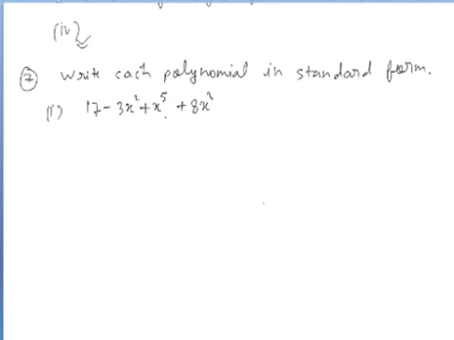So the standard form is to arrange from highest to lowest power. The highest power is here. So x to the power 5 plus 8x cube minus 3x square plus 17. This is the standard form because the power of x is decreasing: 5, 3, 2 and here 0. In this way the second question will also be done. Try it. I am going to question number 8.